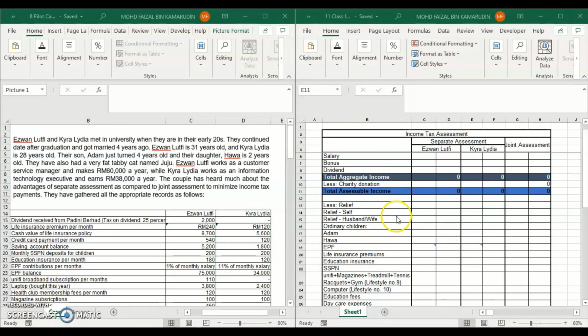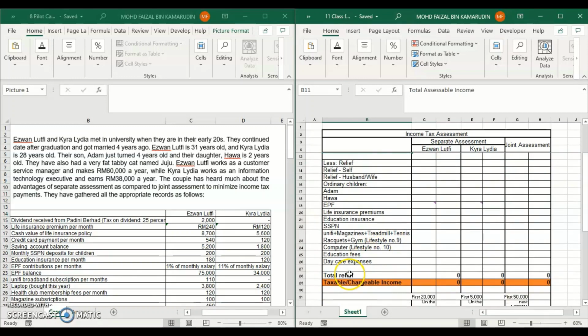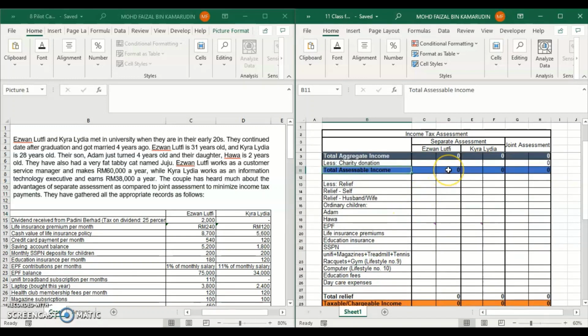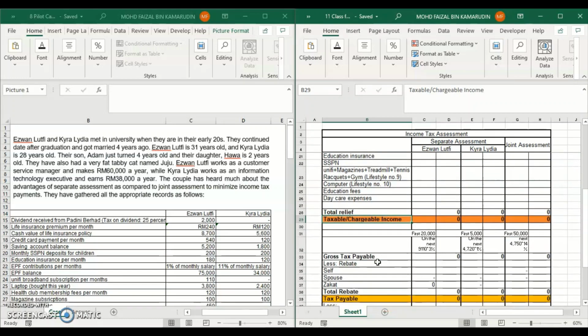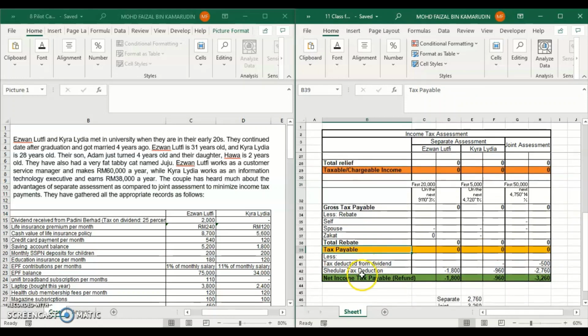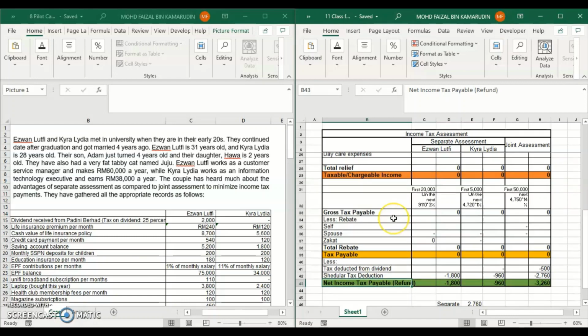What we have to prepare for the taxation are 5 items. The first one is total aggregate income, followed by total assessable income. When you have the total assessable income, next you have to do total relief. When you minus total relief from total assessable income, then we will get taxable or chargeable income. Next, we have to prepare the tax payable, and last but not least, the net income tax payable. So basically, there are 5 items that we have to calculate.